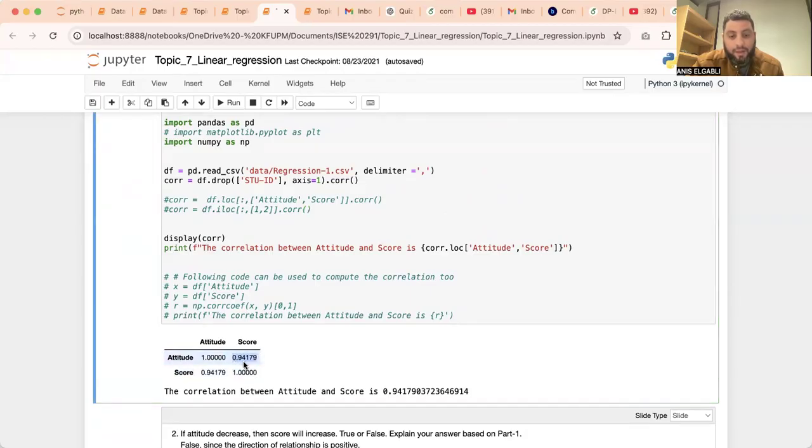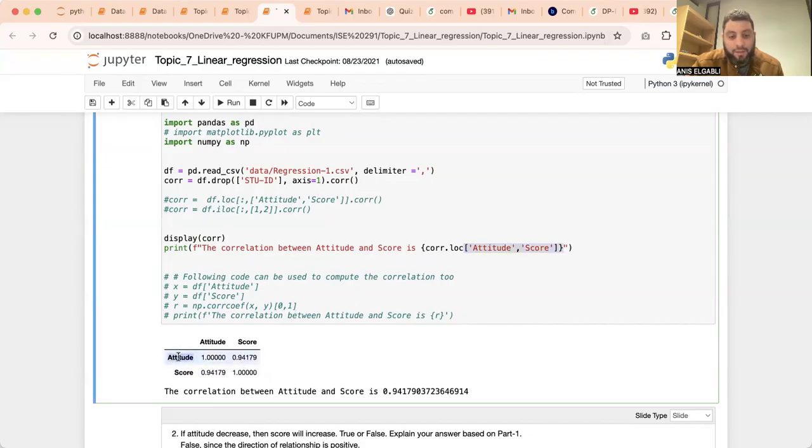So there is a very strong correlation, and it's a positive correlation. As attitude increases, score increases. Okay, this code here is just to access the correlation. We pass these indices, so this is like this index.